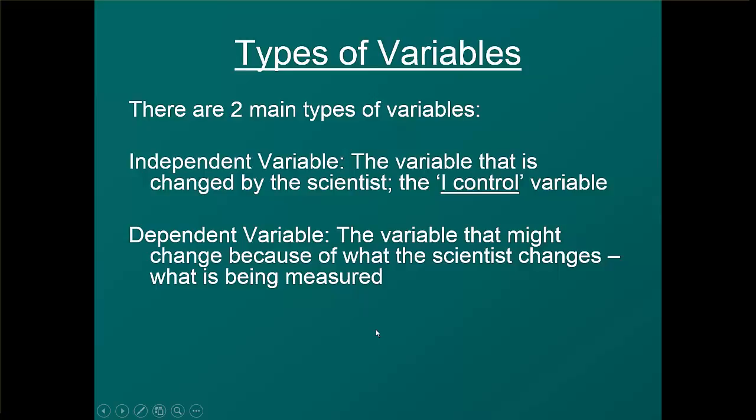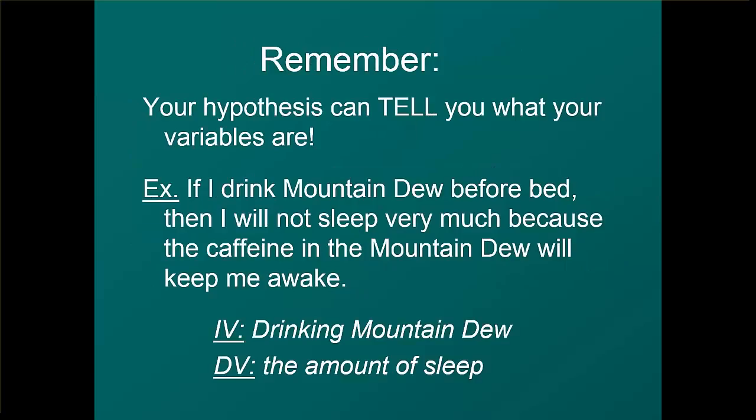All right, there's two types of variables. The independent variable is the variable changed by the scientist. I can control it. It's oftentimes time, like you can control how often you check it. It can be whatever you are changing in the experiment to see what happens. The dependent variable is the variable that might change because of what the scientist changes. So it is what's being measured. And again, you would always put the unit you are measuring these in.